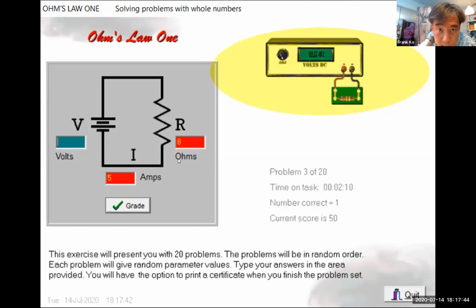You have 8 ohms and 5 amps. So Andrew, what's 8 times 5? 40 volts. Okay, I'm going to type in 40 and let's see if it gives us the right answer, and you are correct. Here's another one: we have 96 volts and 16 ohms. Could you give that to us, Jess? 96 volts divided by 16 ohms calculates to be how many amps?